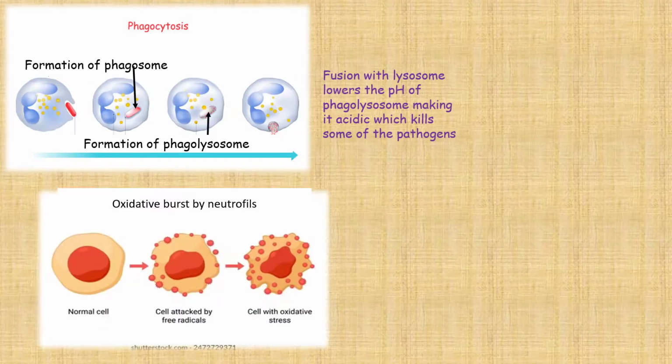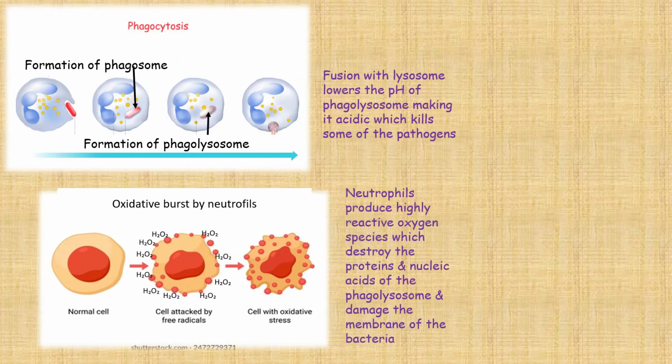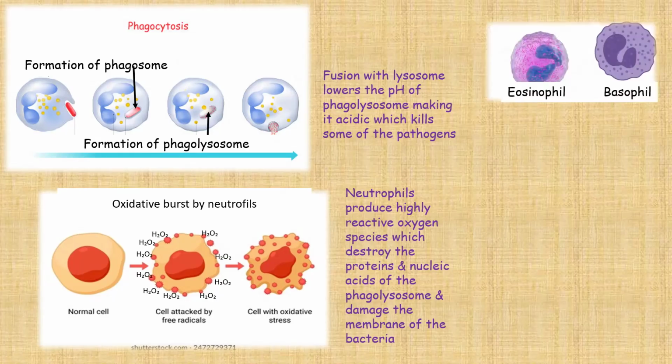Another method is oxidative burst, during which the neutrophils produce highly reactive oxygen species like hydrogen peroxide. These molecules destroy the proteins and nucleic acids of the phagolysosome and damage the membrane of the bacteria or any other pathogen which may have invaded the body tissue.